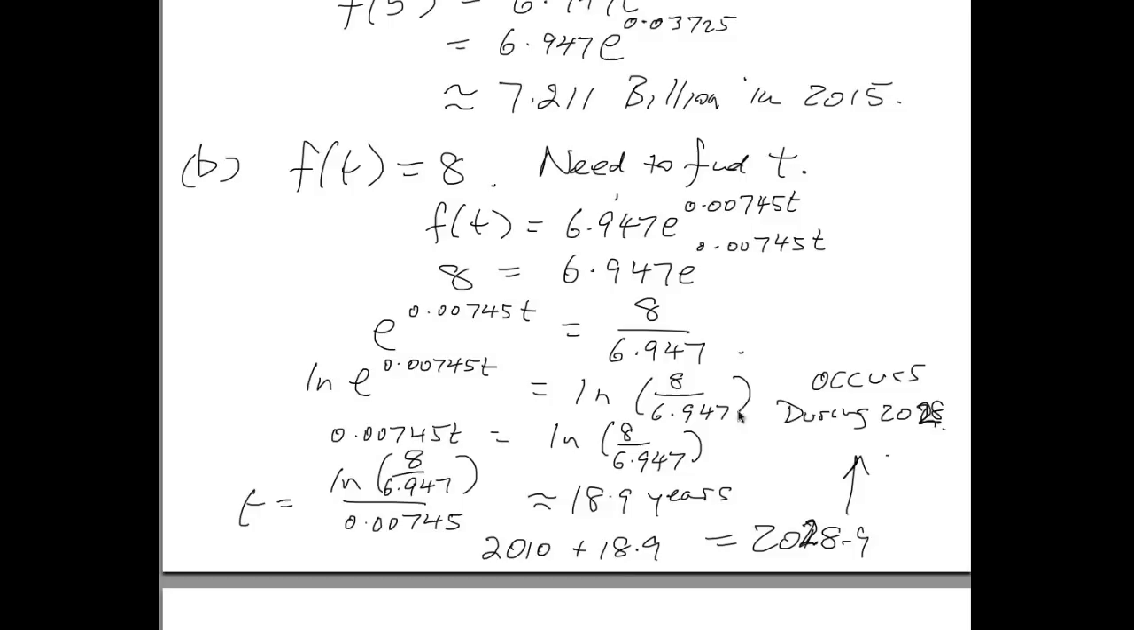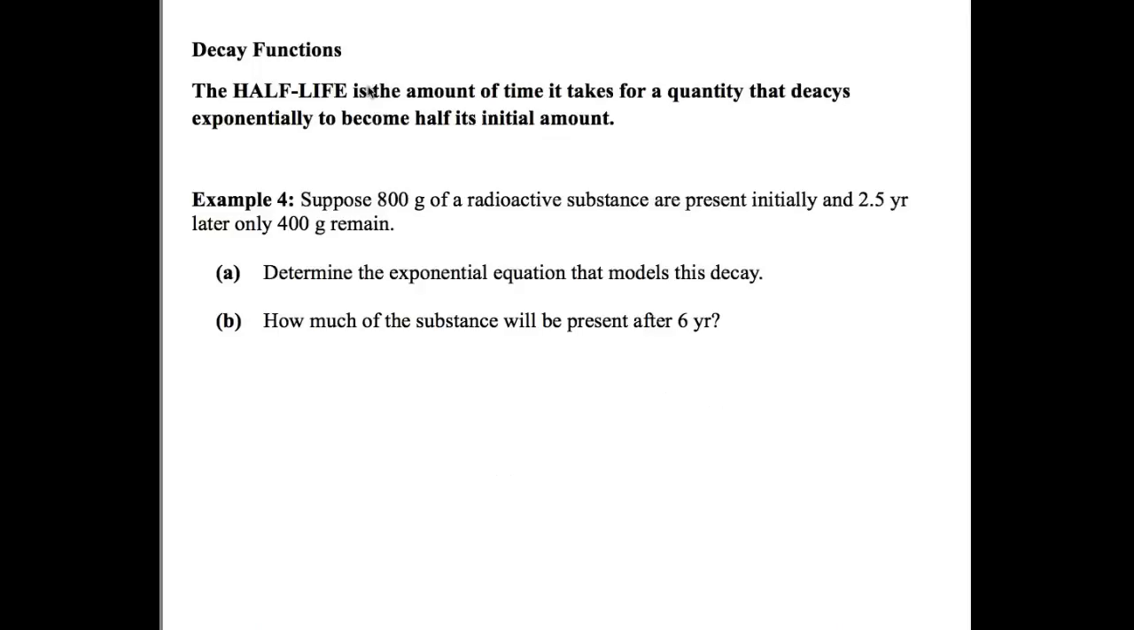All right, so that's how we do that. Now, the next one we're going to talk about is decay functions. So the important thing to remember is that the function is decreasing. Now, we talk about what's called the half-life, which is the amount of time it takes for a quantity that decays exponentially to become half its initial amount. So if I have an amount of y zero to start with, then the half-life is the time it requires to get it to a half y zero.